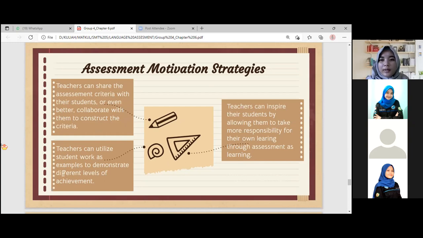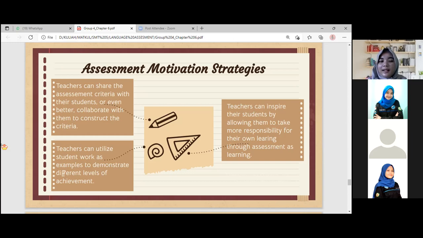The next one is assessment motivation strategies. Teachers can effectively encourage their students by engaging them in the assessment process through various approaches. Here are the three important assessment examples that show how we may help students develop motivation. The first one is teachers can share the assessment criteria with their students, or even better, collaborate with them to construct the criteria. Both methods are beneficial in helping students feel teachers are their allies in their learning. The criteria can then be used by teachers to provide feedback to students on their performance.